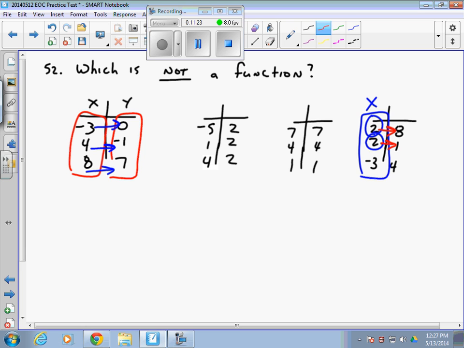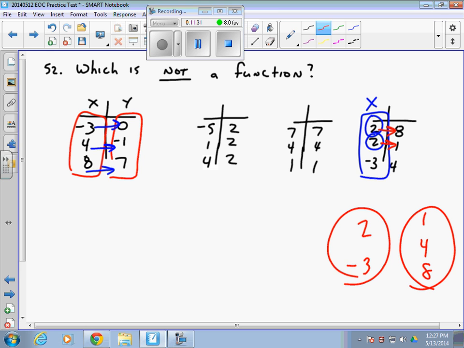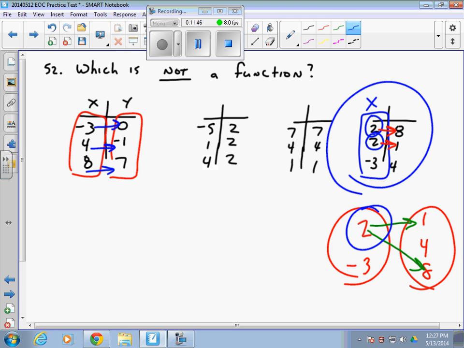That can't happen. If that were mapped out, it would look like this. 2 and negative 3, you wouldn't write 2 twice. You would write 1, 4, and 8 here. And then there would be 2 arrows that leave 2, one that goes to 1 and one that goes to 8. This is the thing, remember, that can't happen. That makes it not a function. The x can have one and only one y value. Therefore, the last one is the one that's not a function.